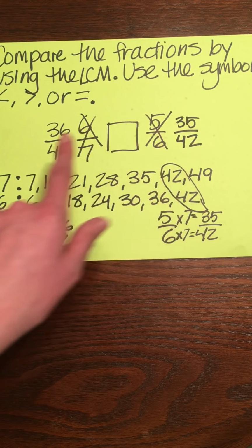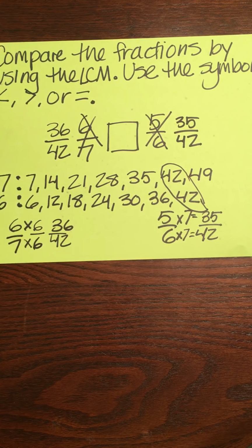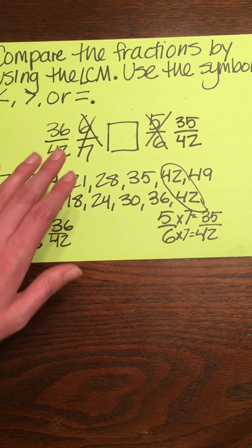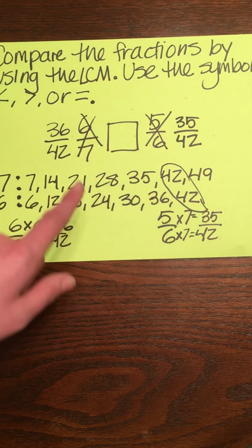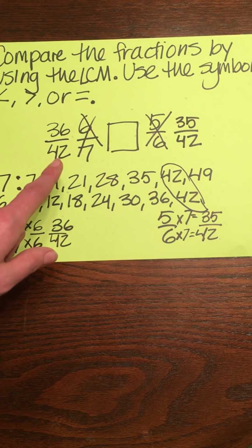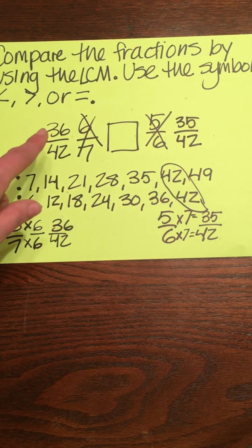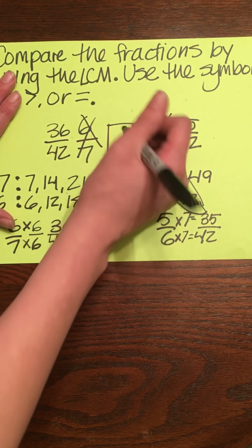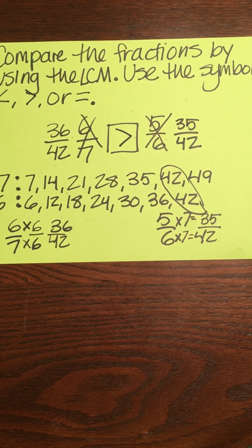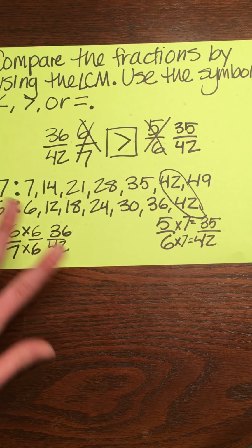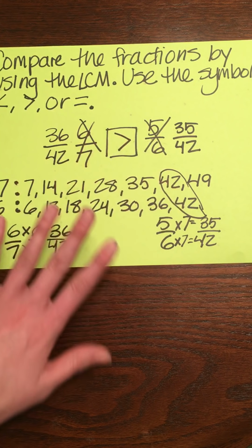Now the denominators are the same, so we're working with the same thing. So now it's easier to see which one's greater or less than. Right now, these are the same, but the top's different. This is greater than that, so that's the symbol we will put in. It's a lot of steps, but it's easier to compare them once you do that.